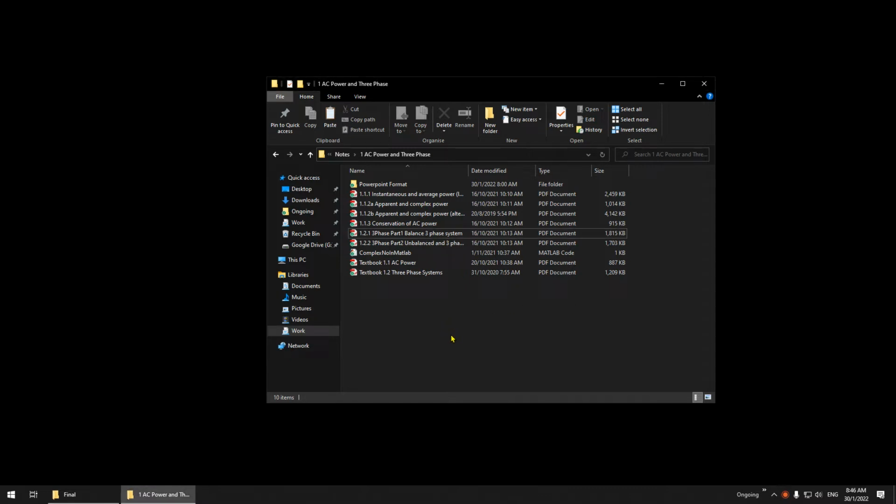Okay, so as I mentioned before, for chapter 1 you only focus on chapter 1.2, which is three phase. AC power, which is single phase, is not covered in your final exam. It's already covered in your test 1. So I repeat back, focus on 1.2 three phase only.